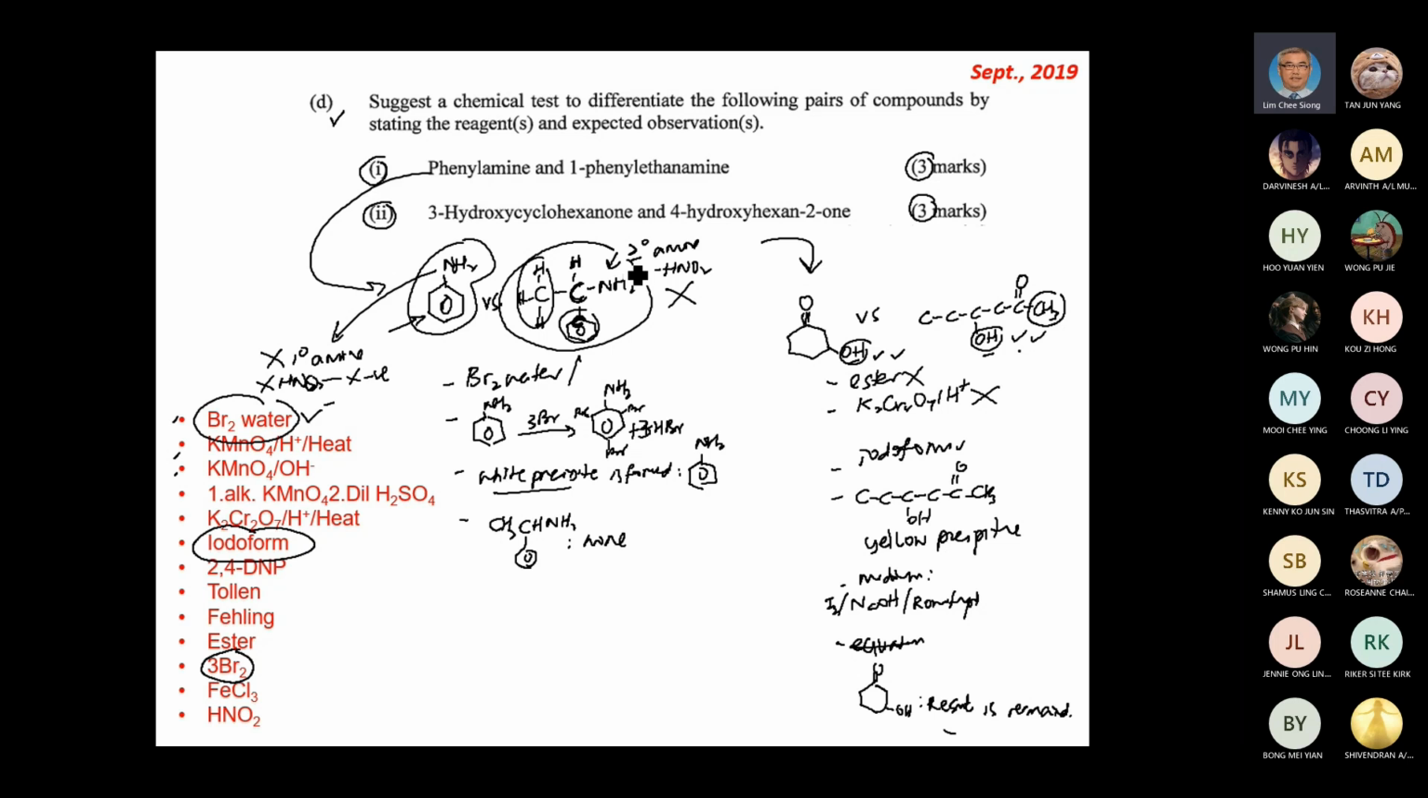Okay, but basically we just focus on the aniline here to show a positive result with bromine water. A white precipitate will be obtained.